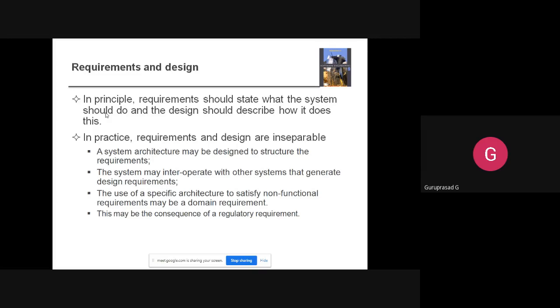Please remember this point. Requirements will focus on what the system should do, and the design will describe how it does this. But they are inseparable. We cannot say that they are totally two different phases. They are interoperable, interleaved things.